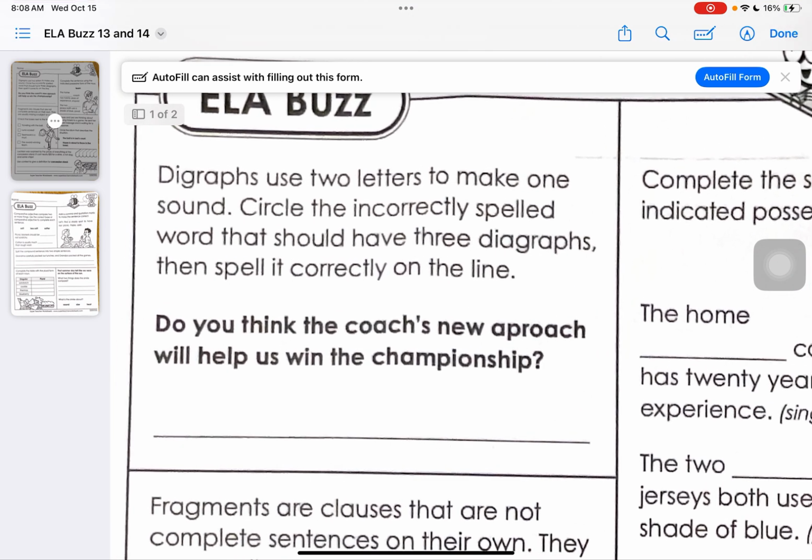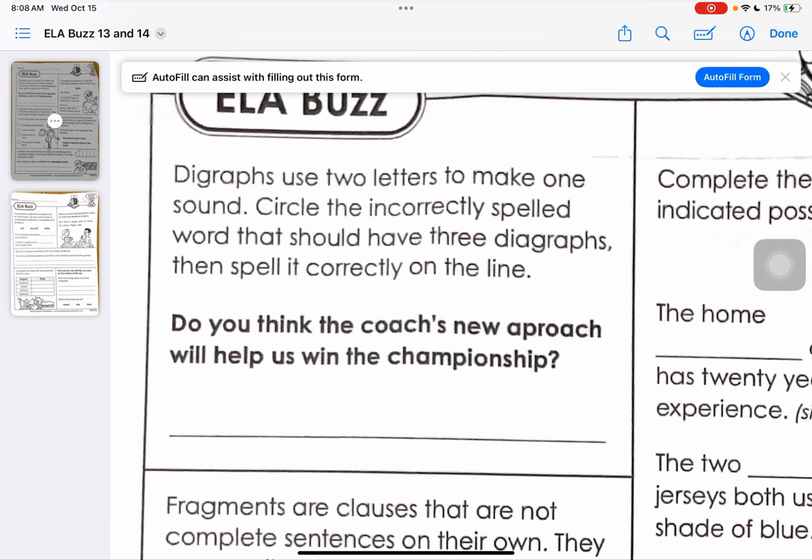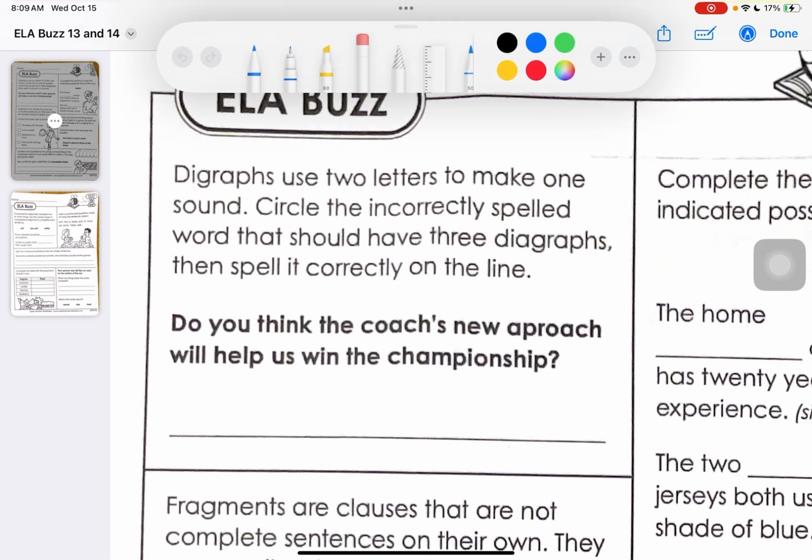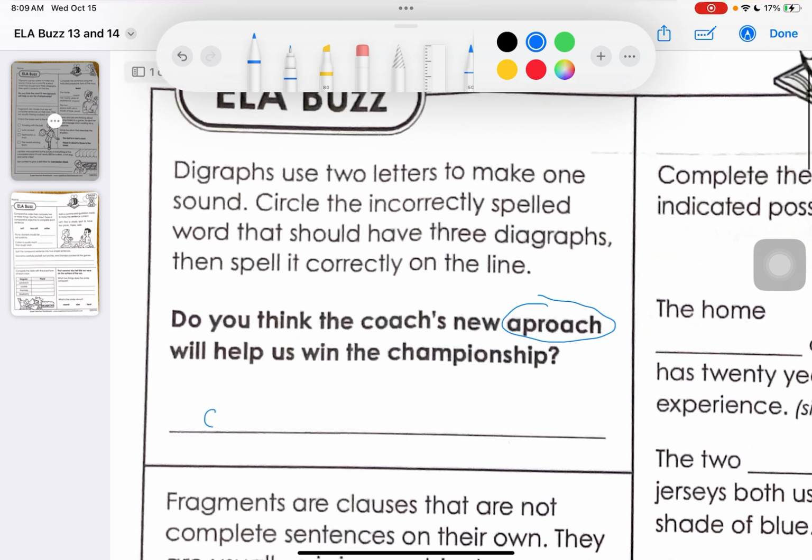Let's get started. Digraphs use two letters to make one sound. Circle the incorrectly spelled word that should have three digraphs, then spell it correctly on the line. Do you think the coach's new approach will help us win the championship? The incorrect word is approach. It should be approach with two P's. Approach.